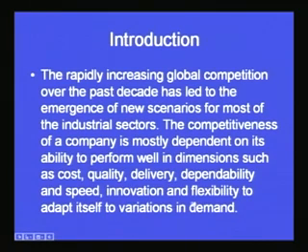Moreover, innovation and flexibility to adapt itself to variations in demand. So, what is the need of the R is that always we have to innovate, always we have to be flexible, always we have to change according to the demands in the market, and our focus should always be to provide the best quality product with the minimum possible cost.